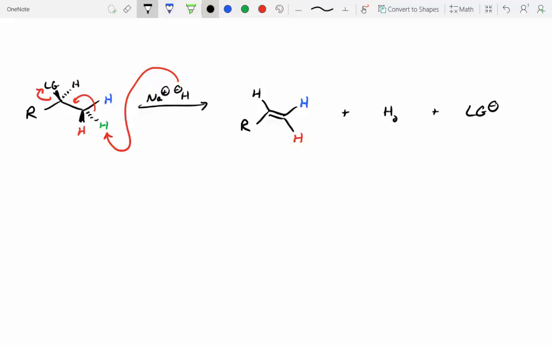You guys want to try a harder one? All right, let's try a harder one. All right, in this one, I'm going to give you a full molecule. And I want you to help me determine what the product would be, including stereochemistry.